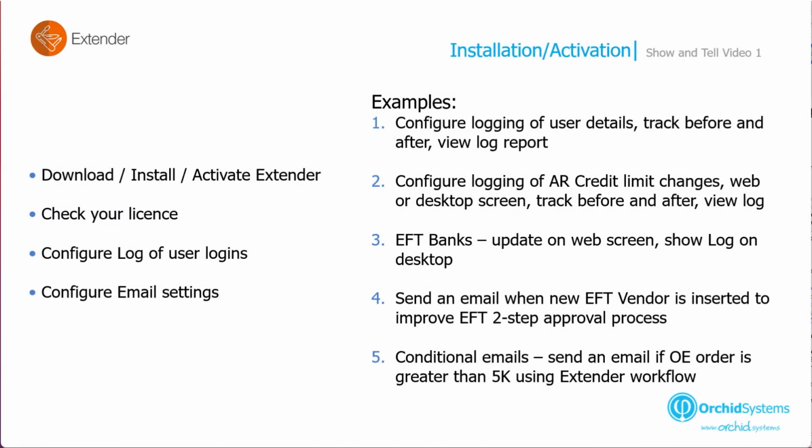In this quick start video for Extender, first we're going to download, install and activate Extender in our required company. We'll check our license and then we're going to configure users logging into Sage 300. We're also going to configure our email settings so our alerts can send emails.